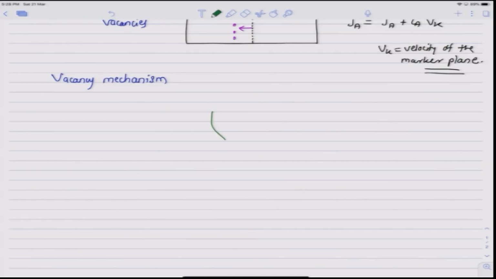Similarly, wherever required, the vacancies can also be created from the dislocations. And how does this take place? So if we consider an edge dislocation, and suppose there is a vacancy which comes closer to a dislocation line.